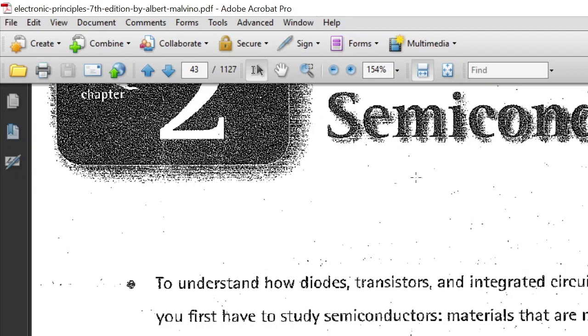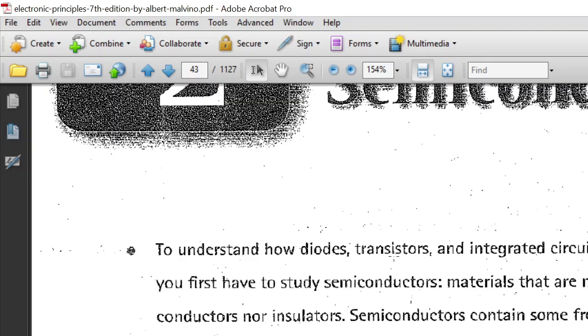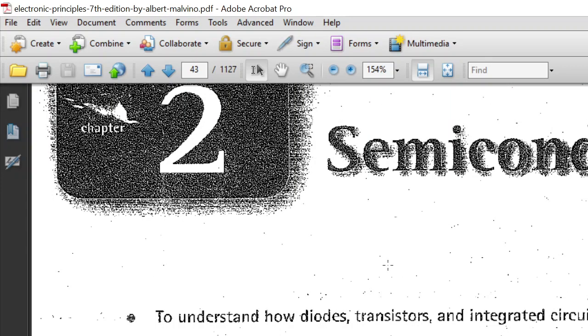So, is this visible, this semiconductors written here? The screen share is visible to all of you? Yes, sir. Okay.